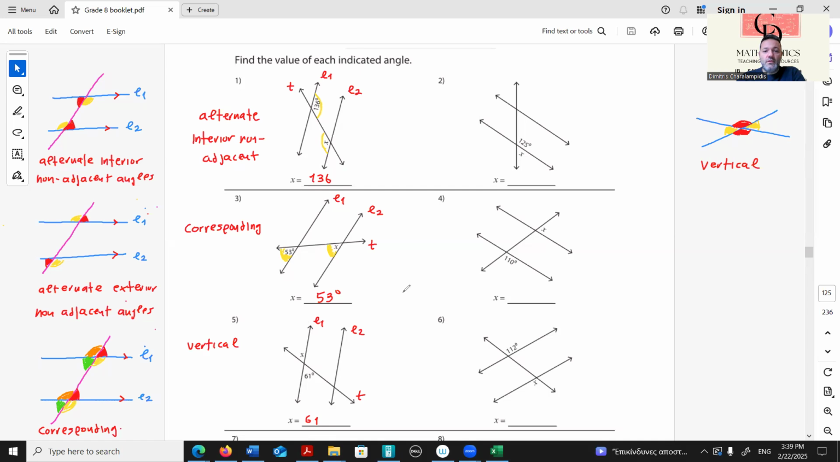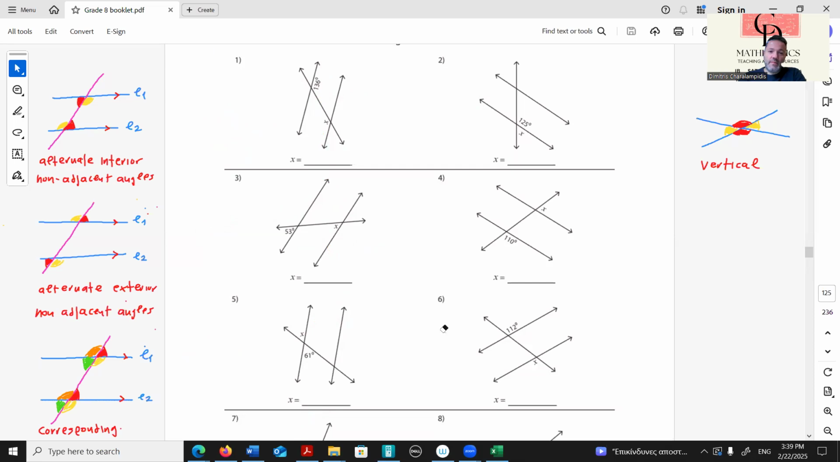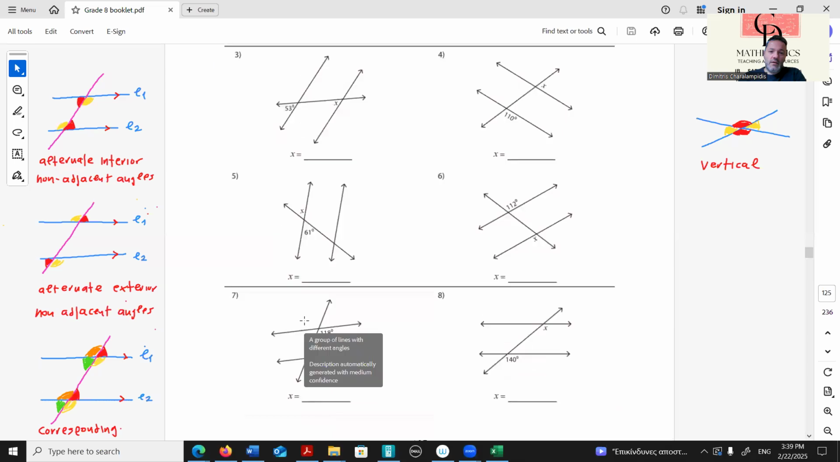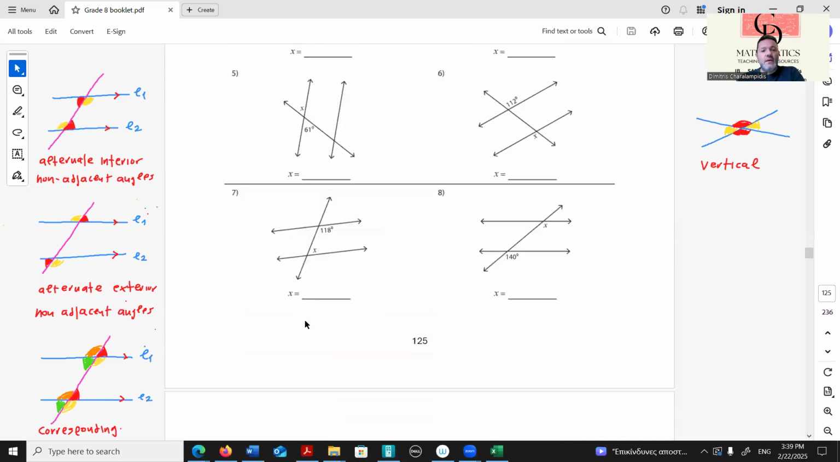Let's move on to kind of more complicated ones. Oh, I wrote it on top of the screen by mistake, but we all get that. Let's move to exercise 7.